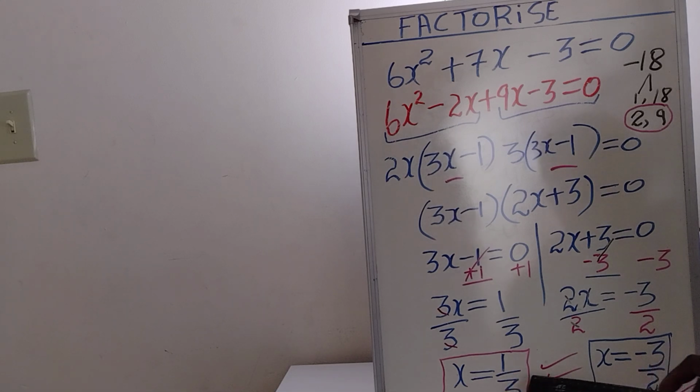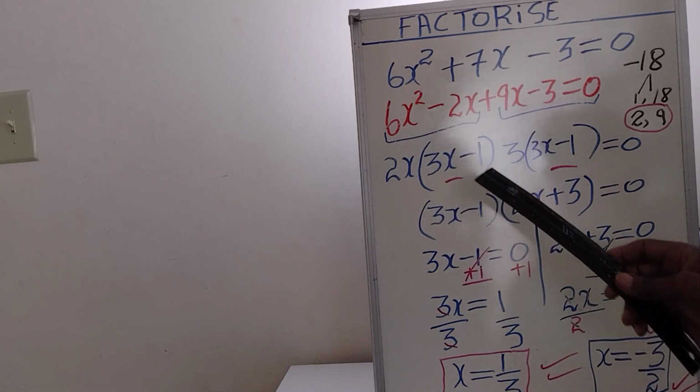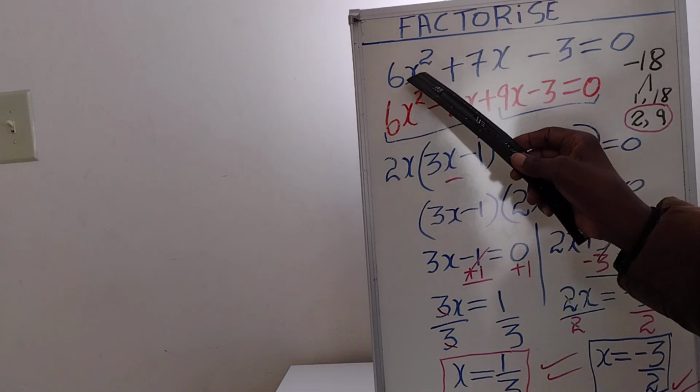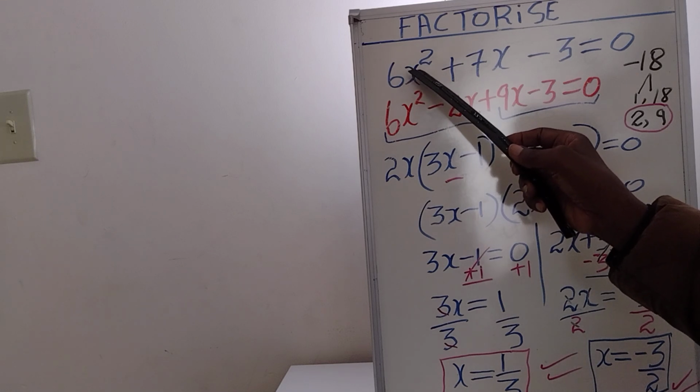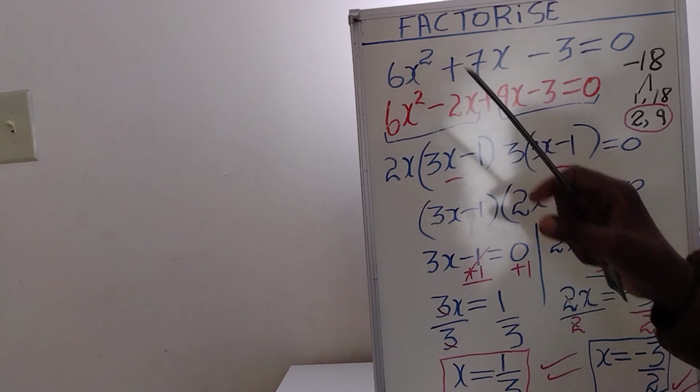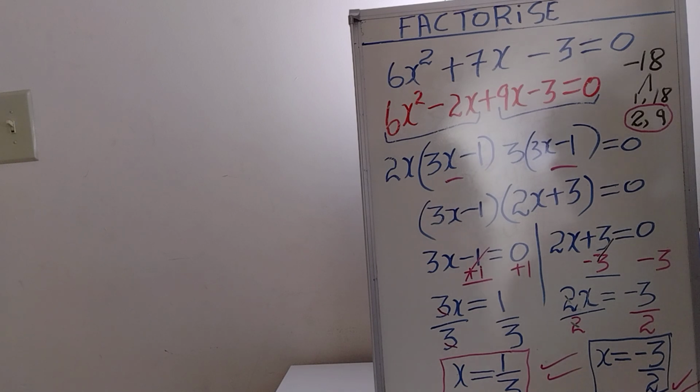Why are we having two different answers? Because it's a quadratic equation. If we have a 2 here, that means it's a quadratic equation, and we're supposed to have two different answers.